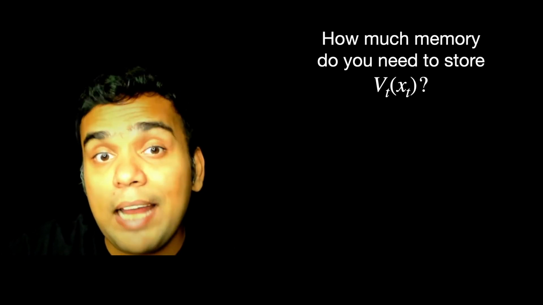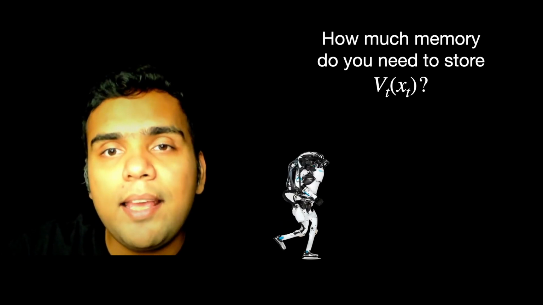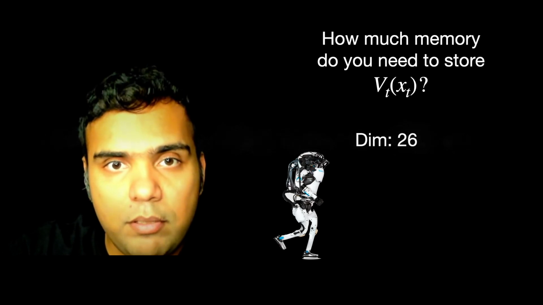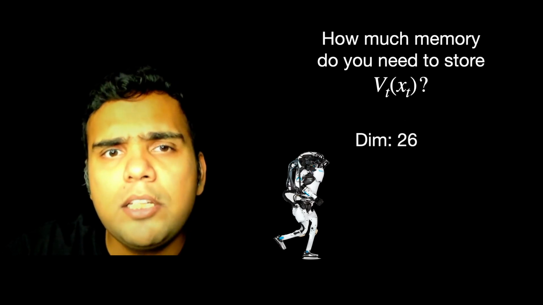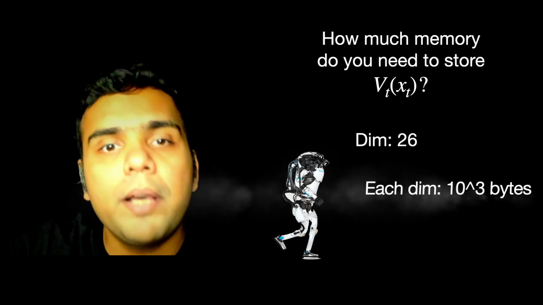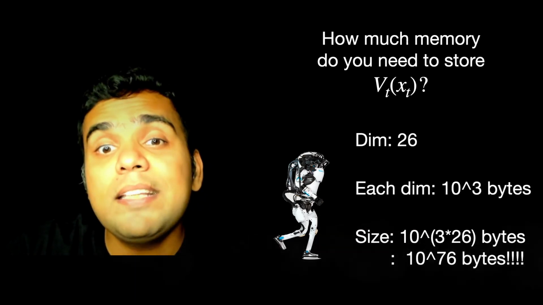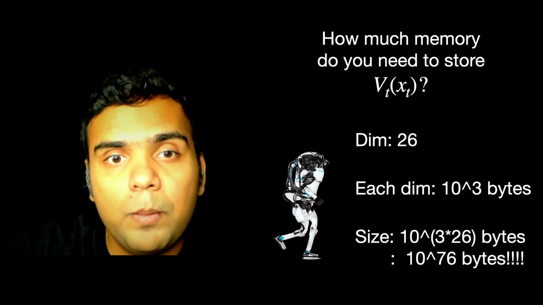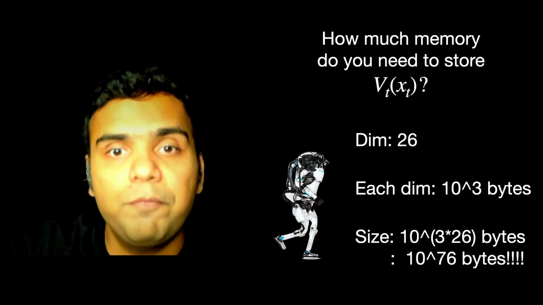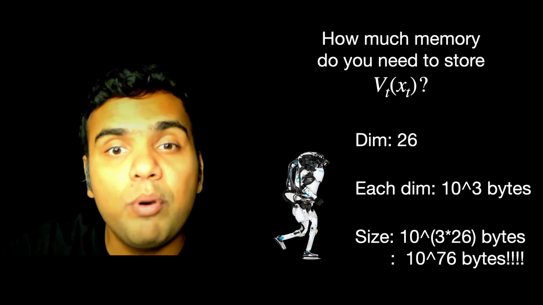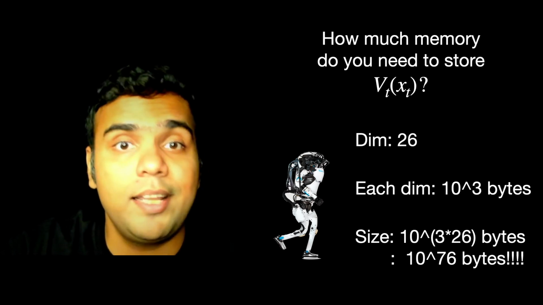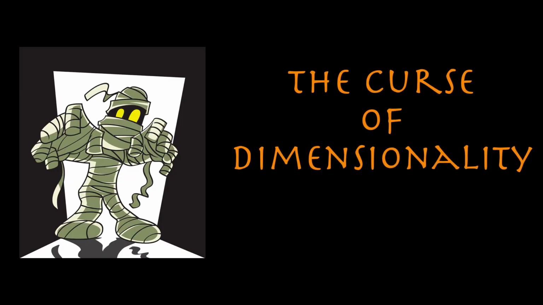Consider our Atlas robot. Let's say it has 26 dimensions, and let's say for each dimension you spend about a kilobyte of memory. That means you need to spend 10 to the 76 bytes to save the value. That's a lot of memory, orders of magnitude more than the memory we have generated to date. This is famously known as the curse of dimensionality. It's a nightmare that haunts us all as roboticists.